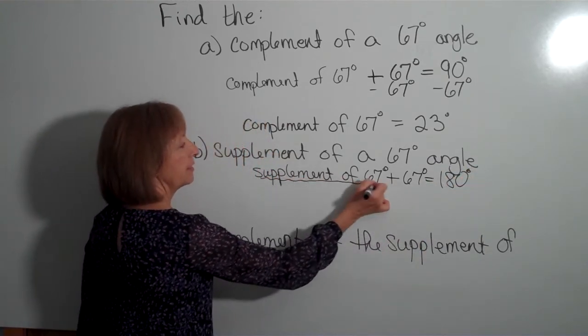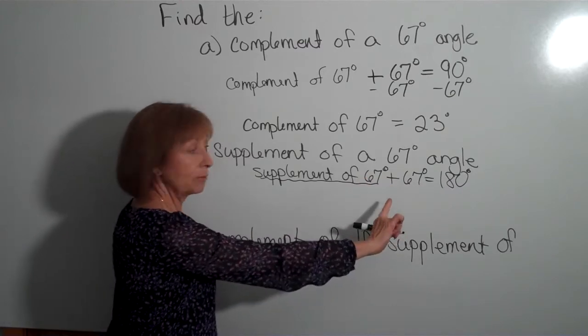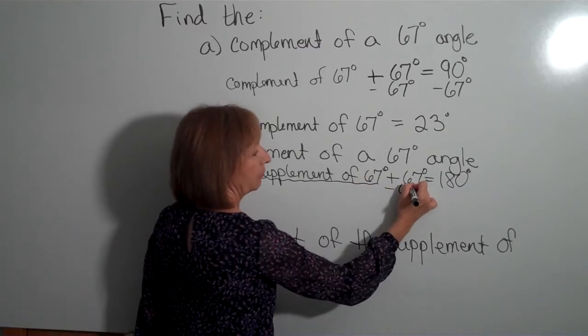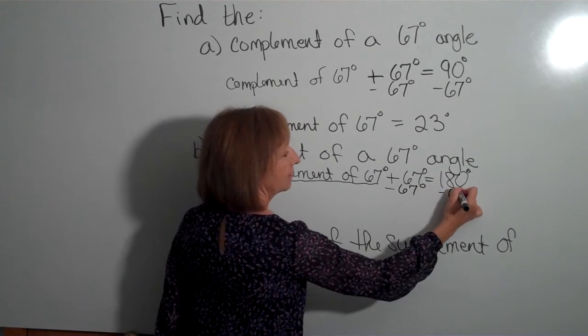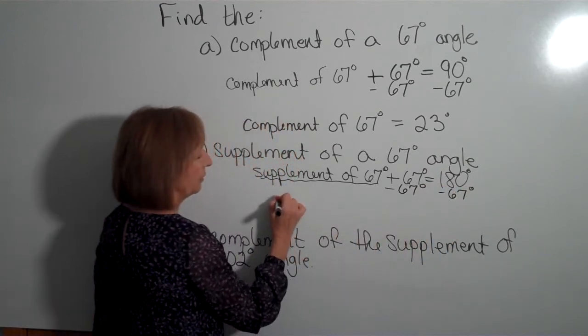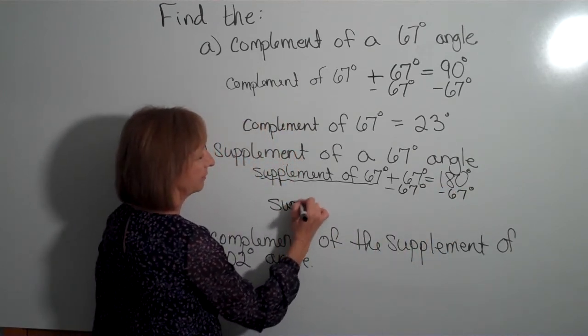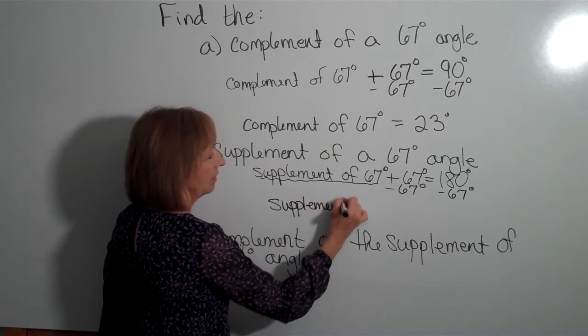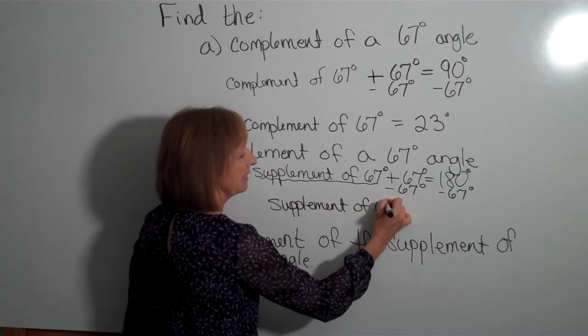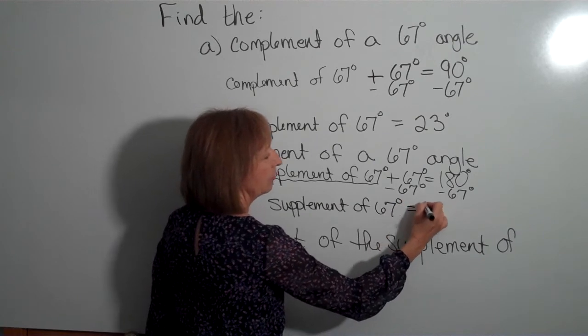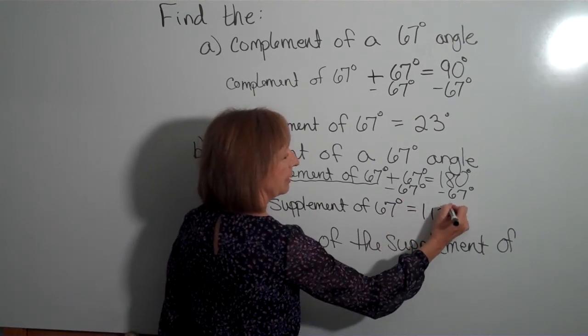Solving for the supplement of the 67-degree angle, we're going to subtract 67 degrees from both sides. And so we get that the supplement of the 67-degree angle is equal to 113 degrees.